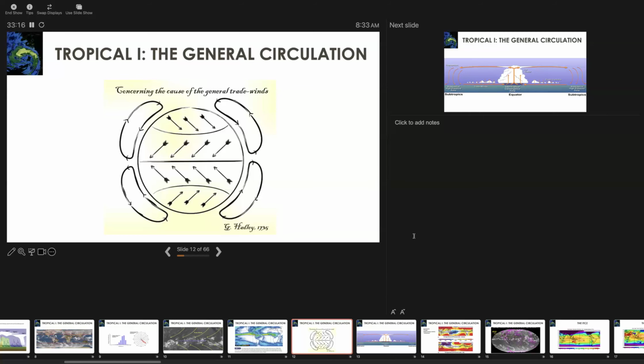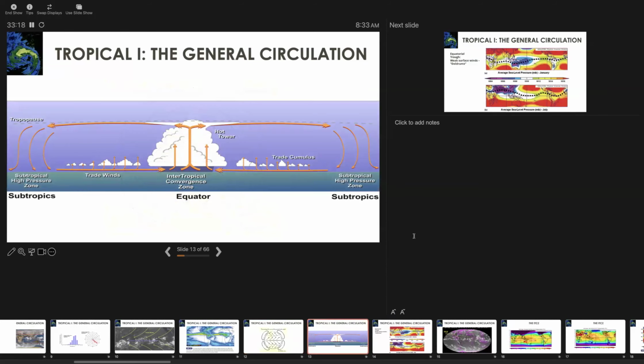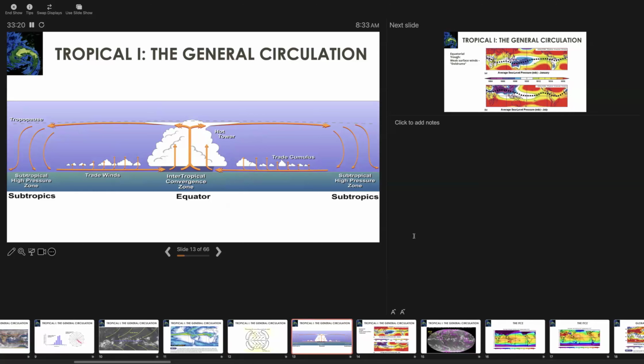All good? Okay. Here's what actually happens. And this again is a bit of an oversimplification, but it works pretty well. So we're looking here at the equator, subtropics on the left, subtropics on the right. This is right at about 30 degrees, right? About 20 degrees, 10 degrees in India. So when you look at a slice through the atmosphere from the subtropics to the equator, this is actually what goes on, right?